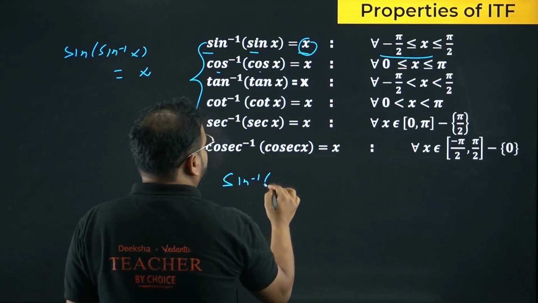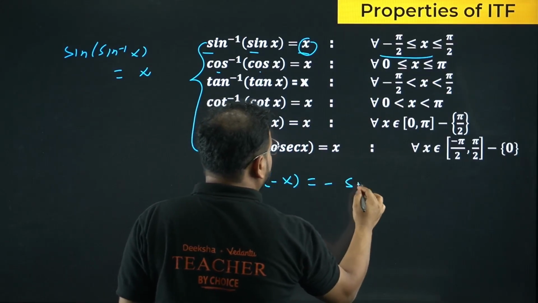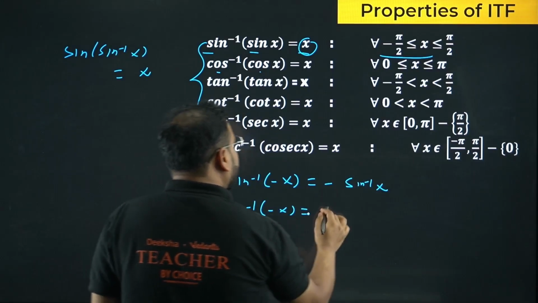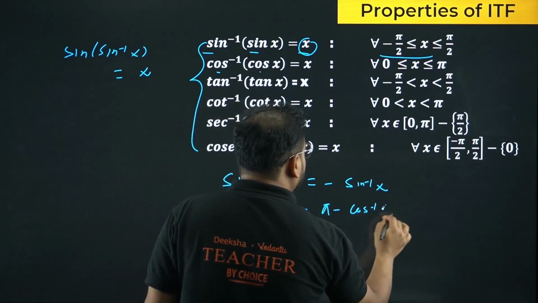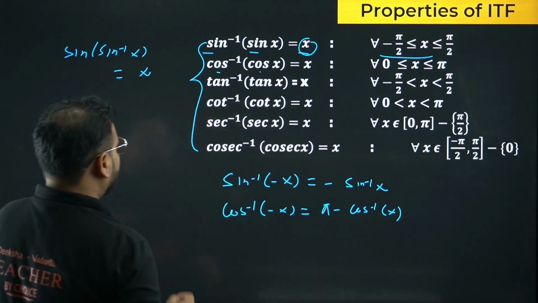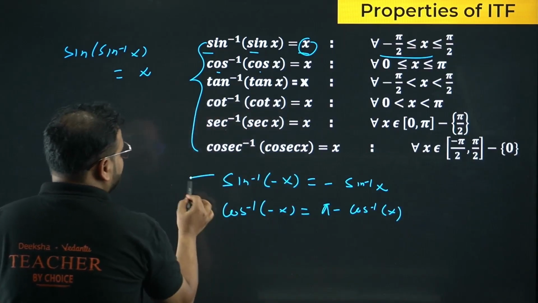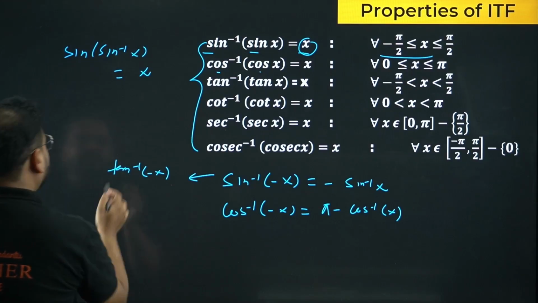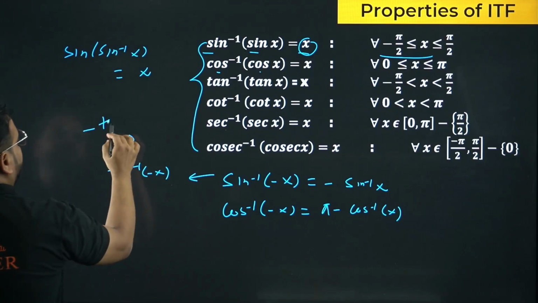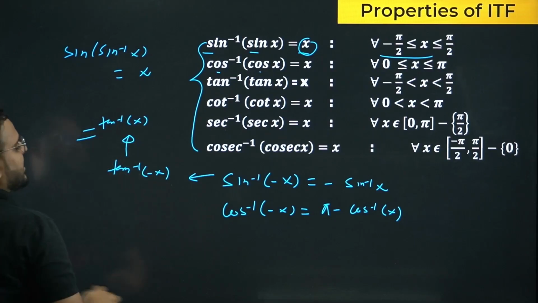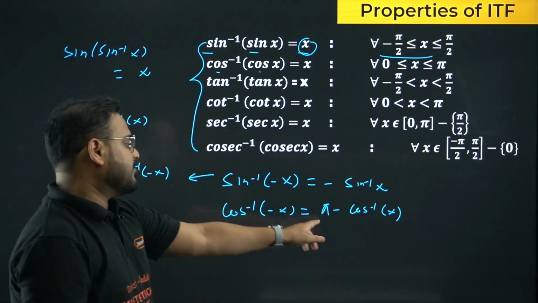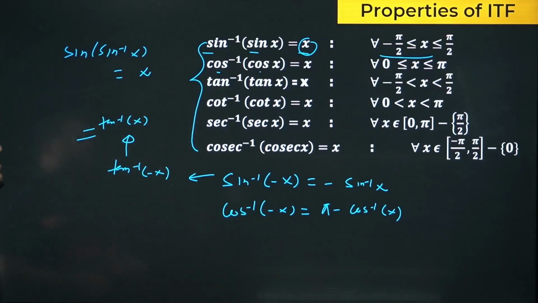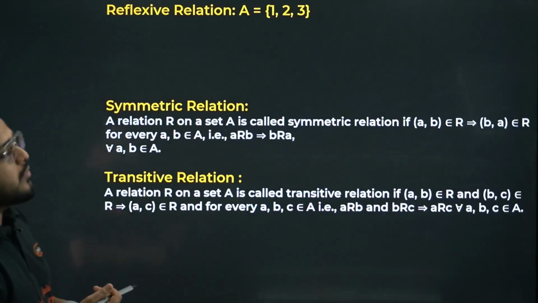Sin inverse of minus x is nothing but minus sin inverse of x. We also have cos inverse of minus x is nothing but pi minus cos inverse of x. Okay, if you're talking about, let's say, tan inverse, tan inverse will have the same property as sin inverse. You're going to get this result as tan inverse of x with the minus sign outside. If you take cot inverse, we'll have the same result as cos inverse, pi minus cot inverse of x, if you're taking cot inverse of minus x. Okay, so please remember these formulas, highly important and relevant to our preparation.